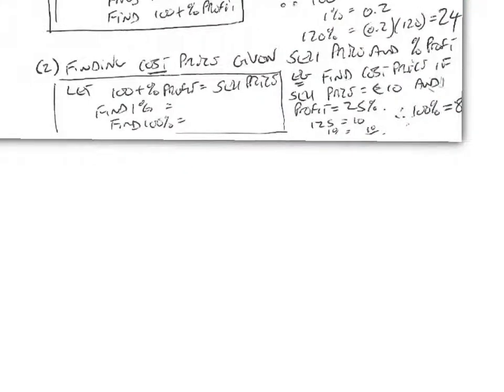And the next type of problem we met, similar to the previous ones, was where we have to find the cost price if we were told that an article was sold at a certain price. We're given the selling price and a percentage profit. So, for example, find the cost price of a DVD if the selling price was 10 euros and a profit of 25% was made.